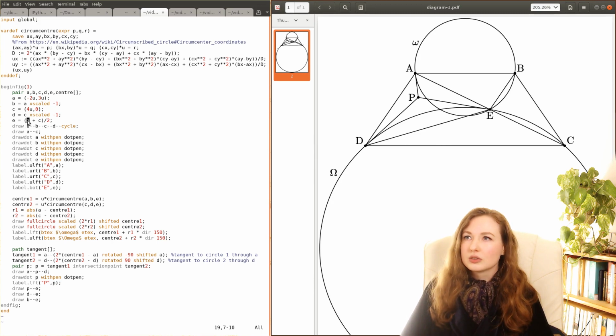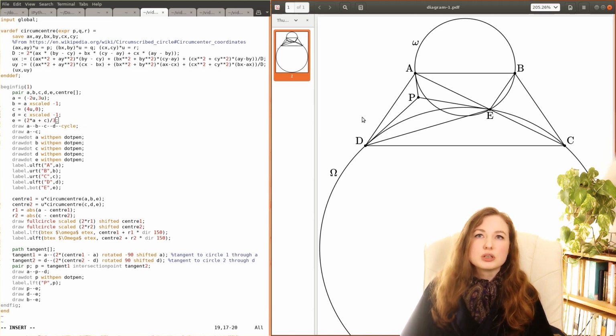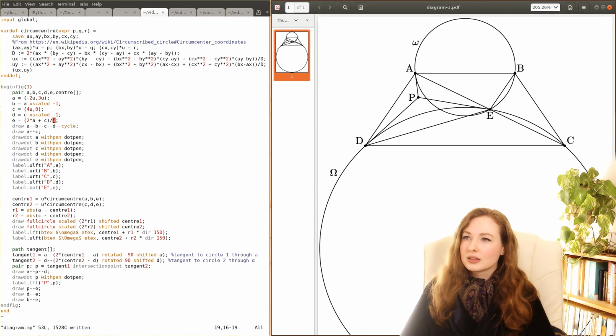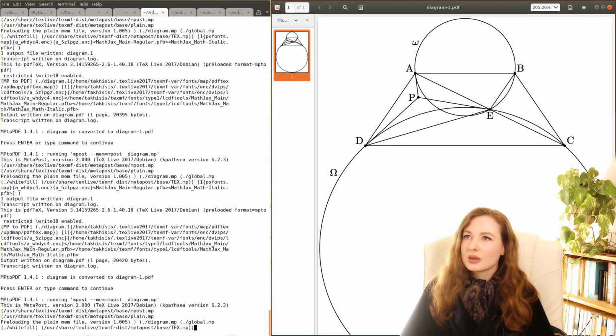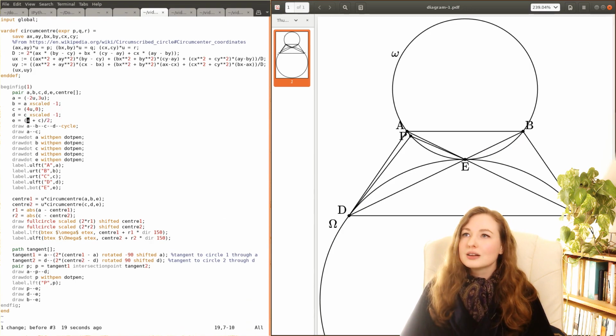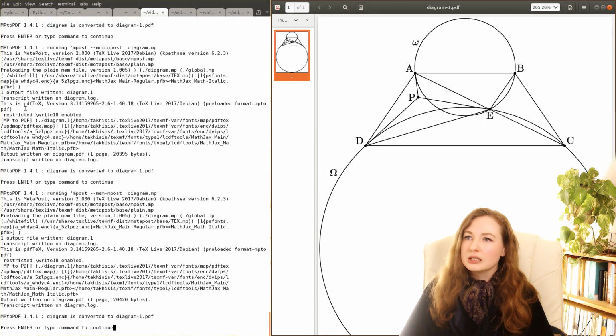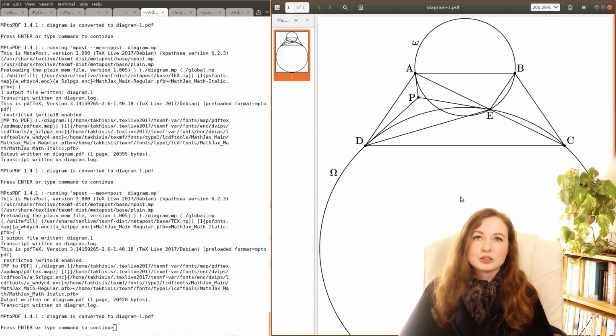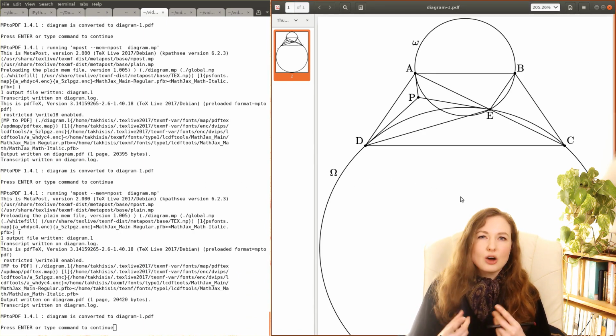We can try maybe moving E a bit closer to A, and then we'll see if this still looks like a tangent line. So let me just recompile this, and then you can see now it's no longer tangent. It's going to cut into the circle. So that's really useful, to have this neat computer-generated diagram, because you can actually sort of test out various guesses that you have.